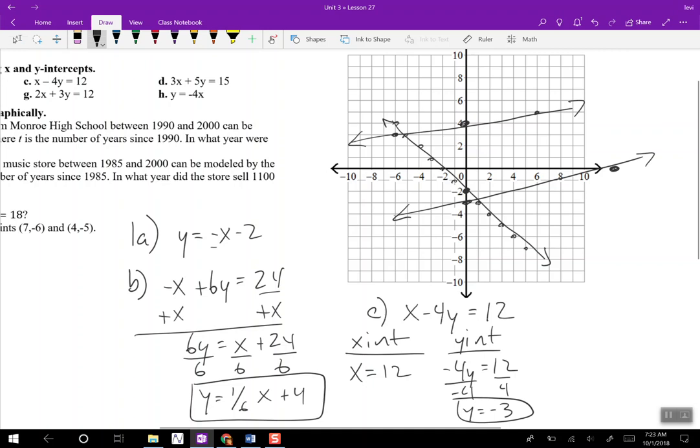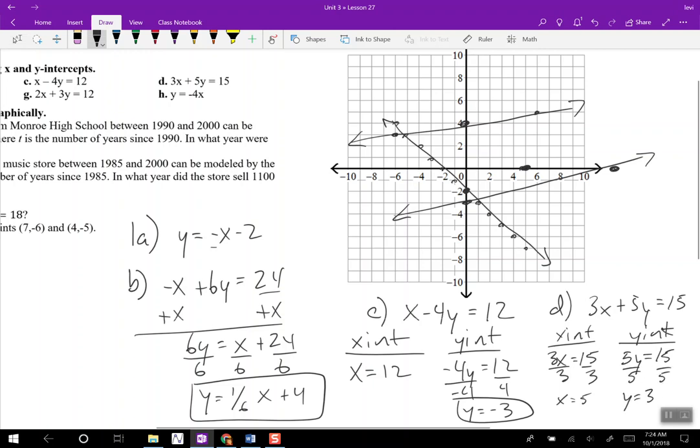D, 3x plus 5y equals 15, so our x-intercept, 3x equals 15, divide by 3, x equals 5, right here, and our y-intercept, 5y equals 15, divide by 5, y equals 3, so we've got our line right there. So there's A, B, C, and D.